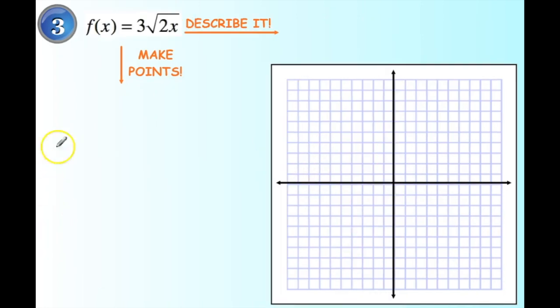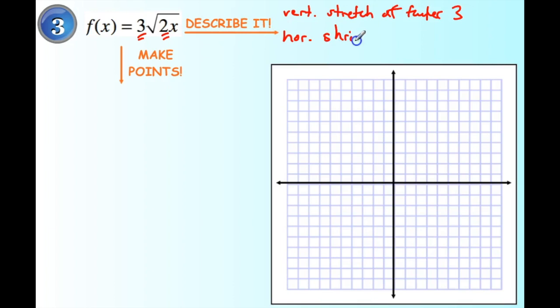All right, one last graph here. Notice you can definitely see that there are 2 factors being multiplied here, so we actually have 2 things going on. First, I notice I've got a 3 outside. Anything outside would be a vertical change. It's a 3, so that's bigger than 1, so it's a vertical stretch of factor 3. And then inside, I've got a horizontal change. It's a 2, which makes it a shrink, because think about the reciprocal. It's going to be a shrink of factor 1/2.